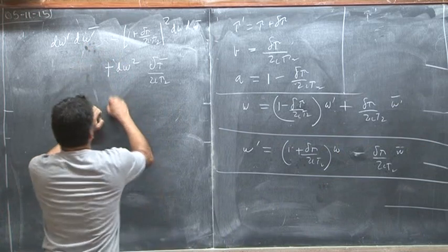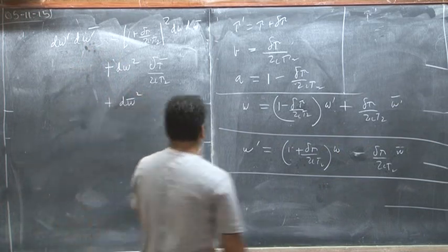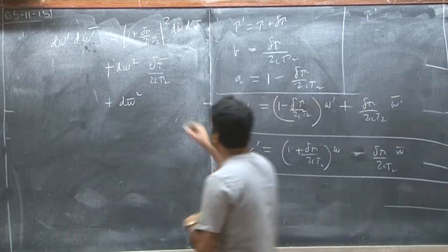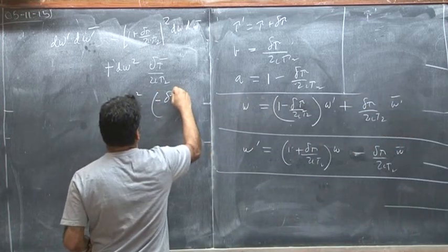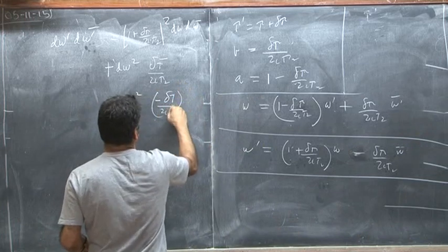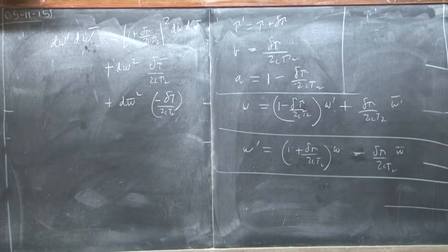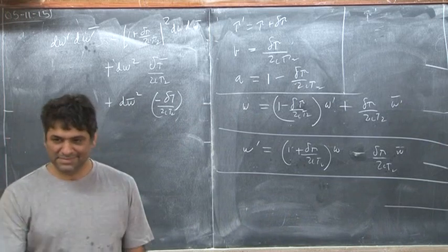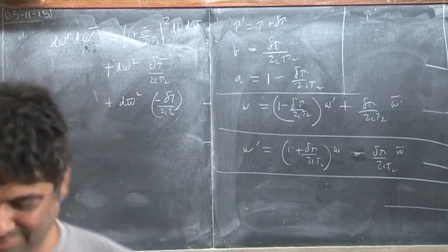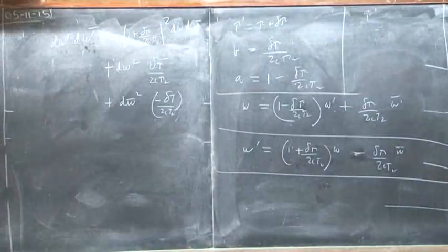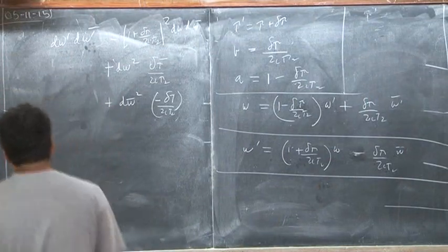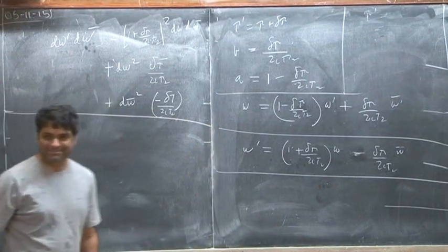If we used it in the W transformation, we get dW bar square with minus delta tau by 2I tau. Is this clear? Okay. Now, what was our formula?